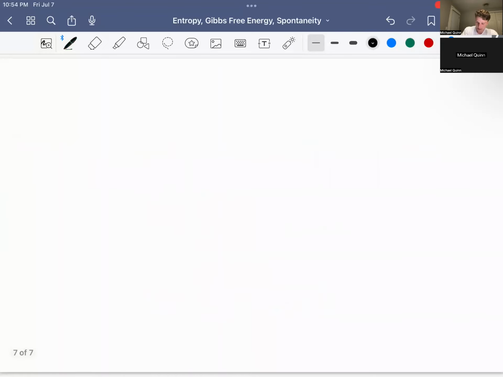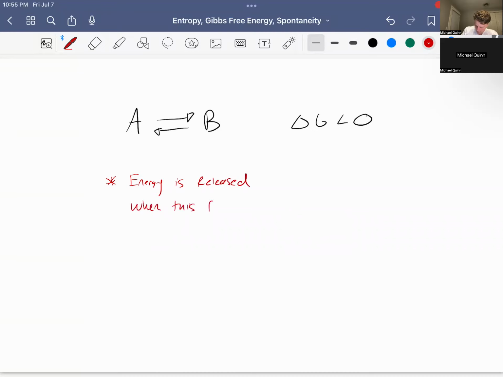Now, what happens if we have the same reaction and the delta G is negative? Energy is released when this reaction runs. So for this reaction, delta G is less than 0. A negative amount of energy needs to be put in order for this reaction to run. So we can actually think of it as, in order for this reaction to run, we will actually release that much energy when we go from A to B.